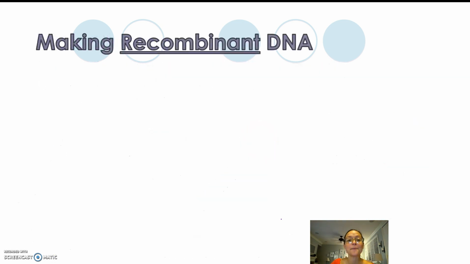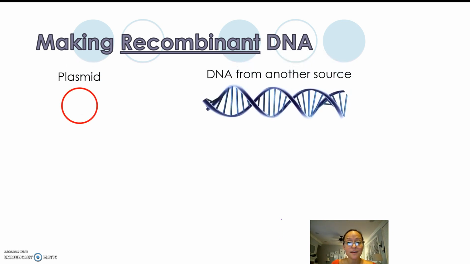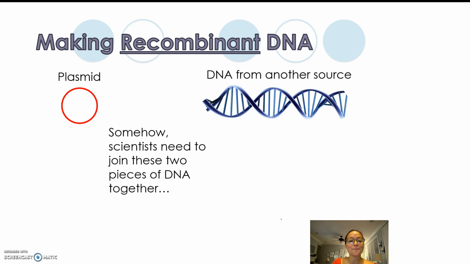Okay, so now we're going to look at making recombinant DNA. With the name recombinant, it kind of sounds like we're going to be recombining DNA together. So what happens is we're going to take the bacteria's plasmid and then DNA from another source, whether it's from a human, a fish, a plant, fungus, doesn't matter because the genetic code is the code for all life here on Earth, so it doesn't matter which source we get it from. And so what's going to happen? Scientists need to somehow join these two pieces of DNA together.